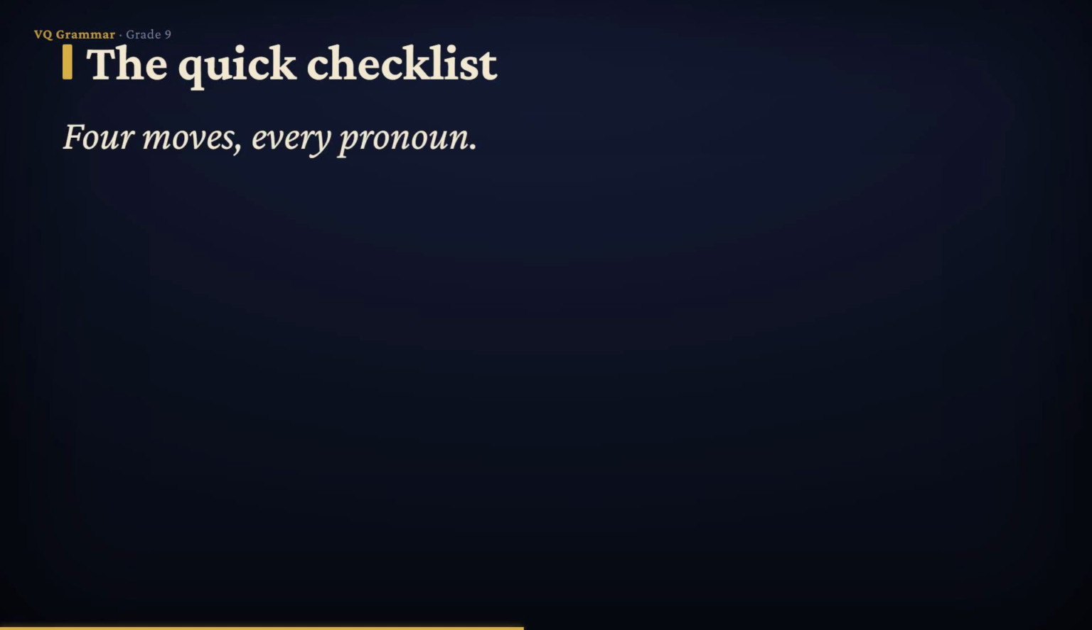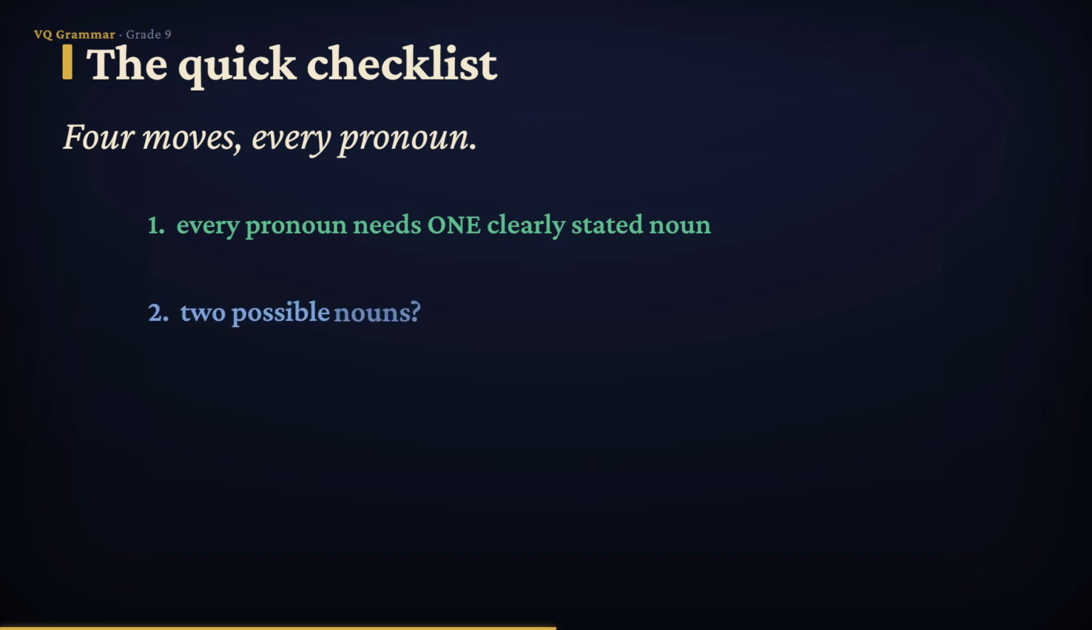Let's gather everything into a quick checklist you can carry into any sentence. 1. Every pronoun needs one clearly stated noun behind it, a real antecedent the reader can find. 2. If a pronoun could grab 2 possible nouns, reword the sentence so only one meaning survives. 3.